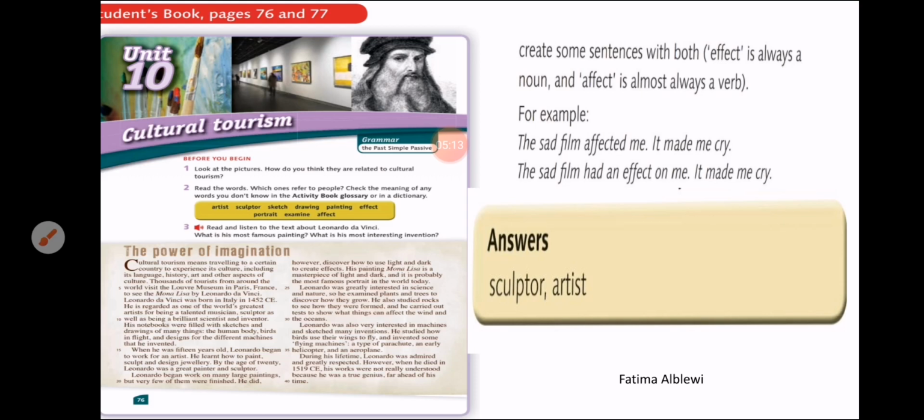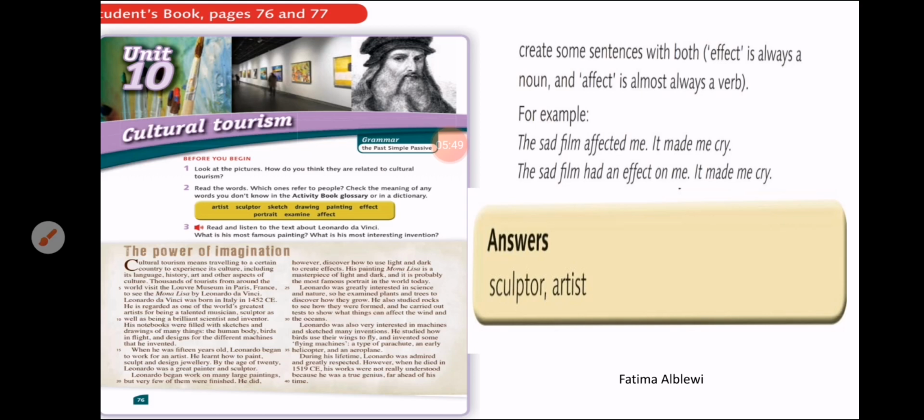Thousands of tourists from around the world visit the Louvre Museum in Paris, France. Now here when we have a city or a town and its country, we put between them what? Comma. Now here Paris, France. Between Paris and France here we have a comma. Thousands of tourists from around the world visit the Louvre Museum in Paris, France. Why? To see the Mona Lisa.